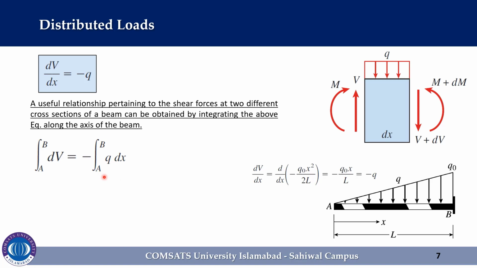Thus the final expression looks like this: VB minus VA is equal to minus the integral from A to B of q dx. In other words, the change in shear force between 2 points along the axis of the beam is equal to the negative of the total downward load between these points. The area of the loading diagram may be positive if q acts downward or negative if q acts upward.